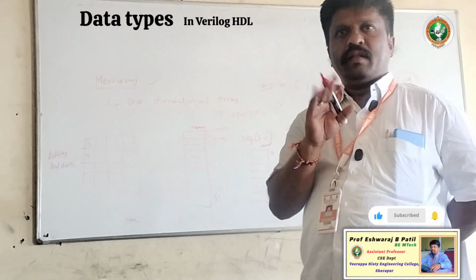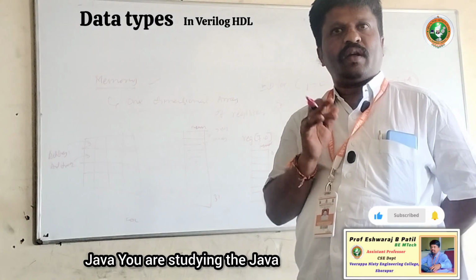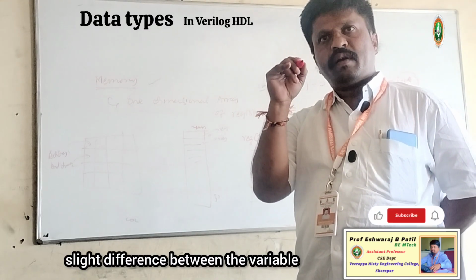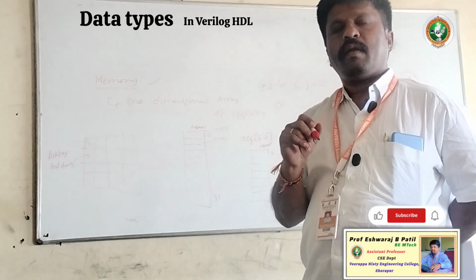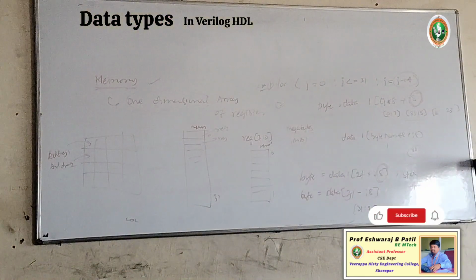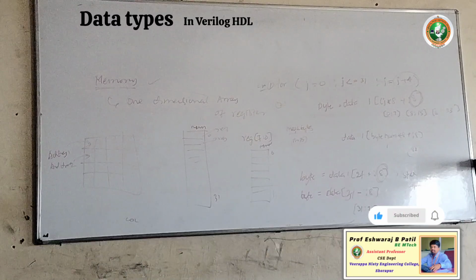You have studied this, right? You are studying Java. There is a slight difference between the variable and also the parameter. What is that? Parameters are assigned, variables can be different in the parameters.